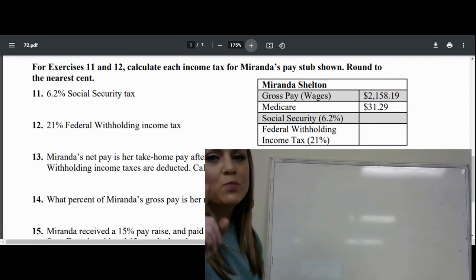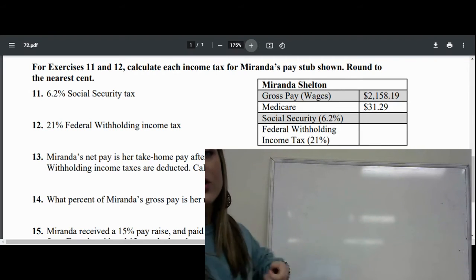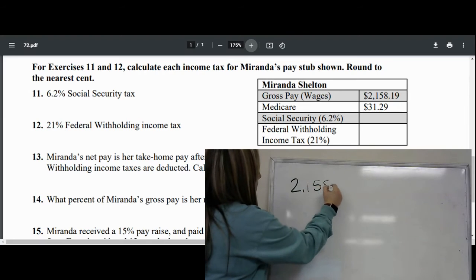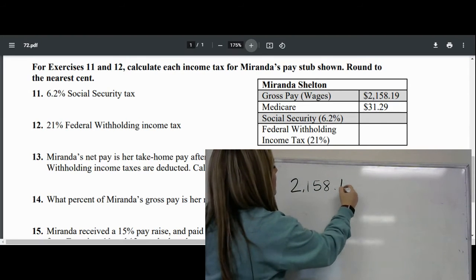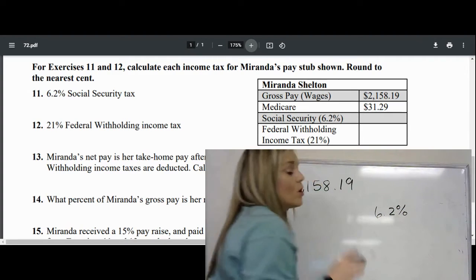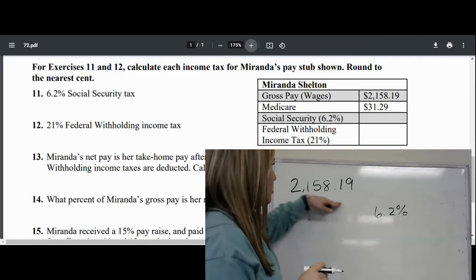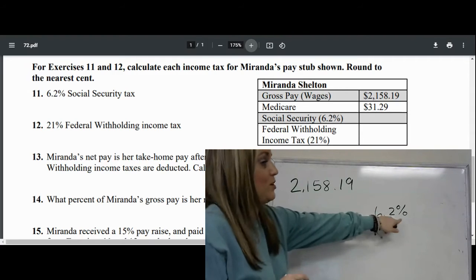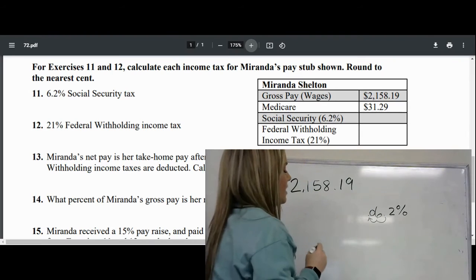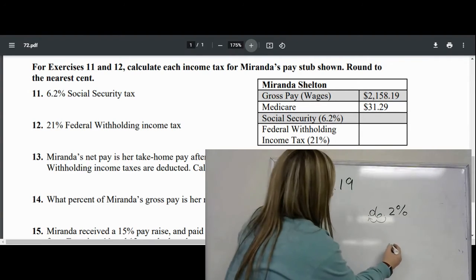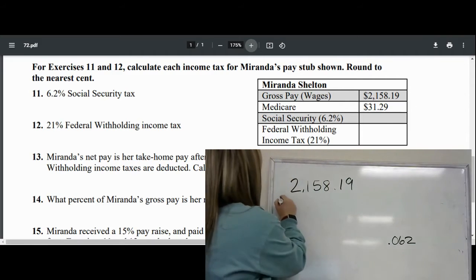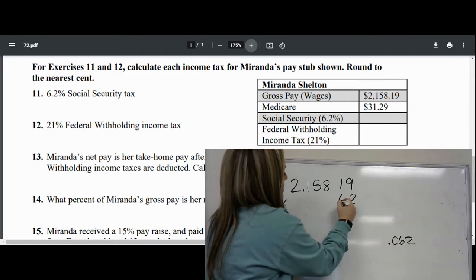All right, so let's look at this. 6.2% on Social Security. Okay, so her gross pay is $2,158.19. All right, so we need to find 6.2% of that. Now, we've talked about this. We can't just come up here and multiply this by 6.2%. We have to turn this percent into a decimal, and we do it by moving it over 2 places to the left. So then we have 0.062. And let me erase this so I have room. Sorry. All right, so we're going to multiply by 0.062.